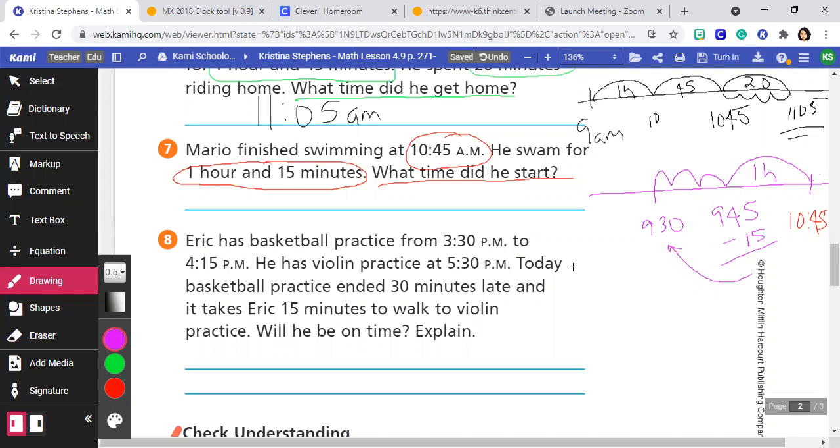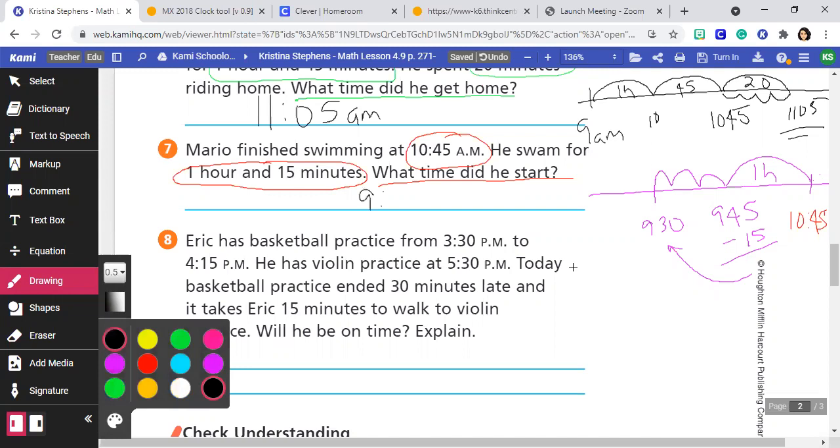So what time did Mario start swimming? Well, what I've got is that he started swimming at 9:30. Don't forget to label your answer AM.